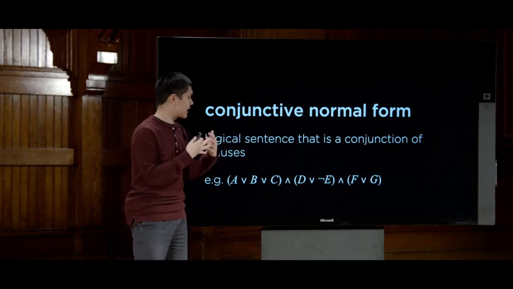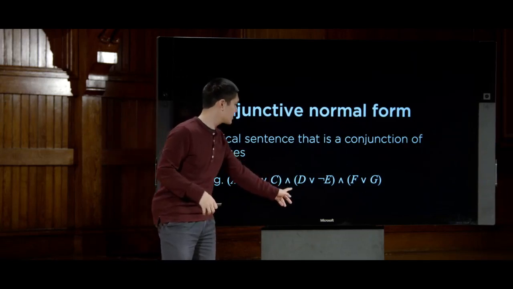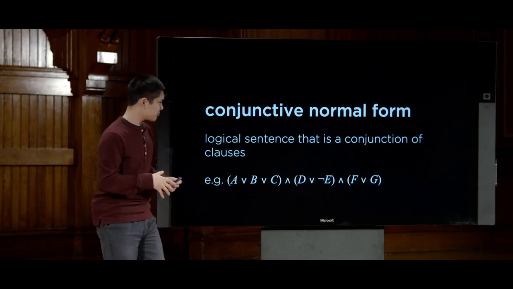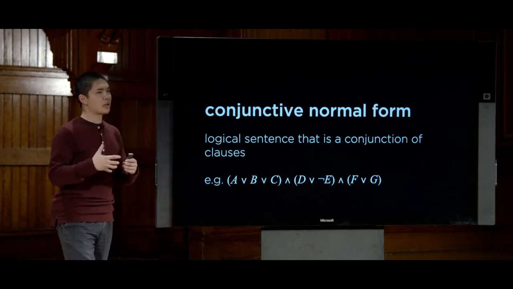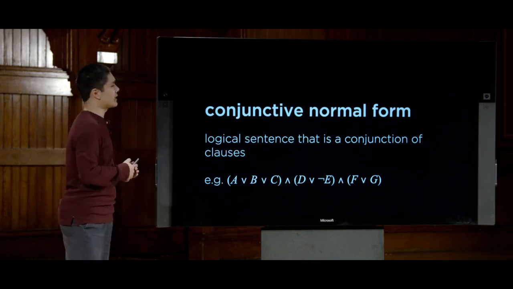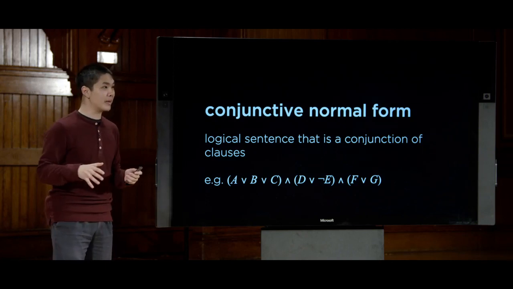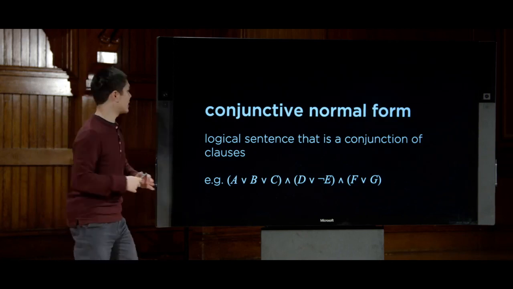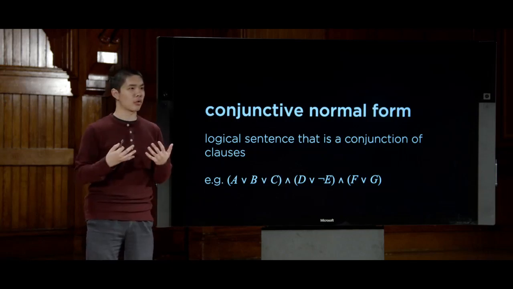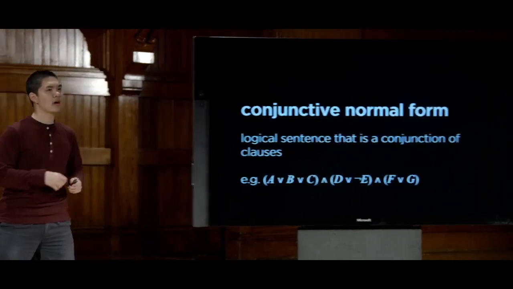All of the clauses are connected to each other using an and, and everything in the clause is separated using an or. And this is just a standard form that we can translate a logical sentence into that just makes it easy to work with and easy to manipulate. And it turns out that we can take any sentence in logic and turn it into conjunctive normal form just by applying some inference rules and transformations to it. So we'll take a look at how we can actually do that.